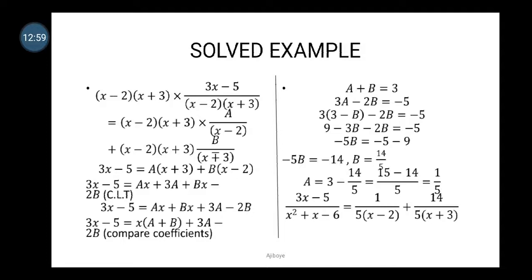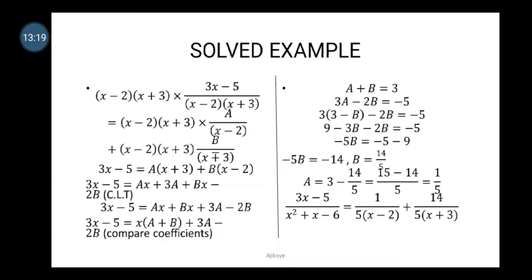Now that we know that our b is equal to 14 over 5, and already we have stated that a is equal to 3 minus b, therefore a will be equal to 3 minus 14 over 5, which will give us 15 minus 14 over 5. Our a therefore is equal to 1 over 5.